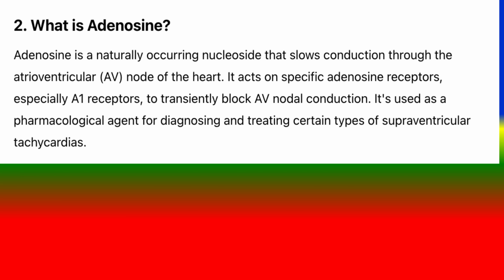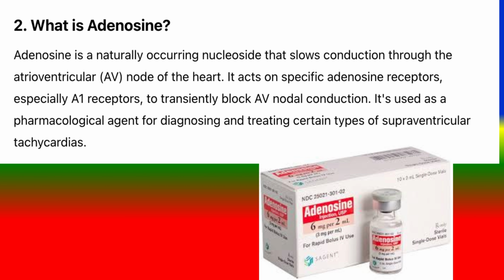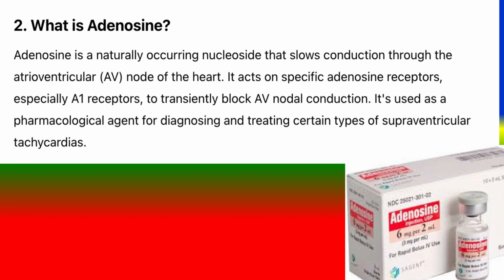2. What is adenosine? Adenosine is a naturally occurring nucleoside that slows conduction through the atrioventricular (AV) node of the heart. It acts on specific adenosine receptors, especially A1 receptors, to transiently block AV nodal conduction. It's used as a pharmacological agent for diagnosing and treating certain types of supraventricular tachycardias.